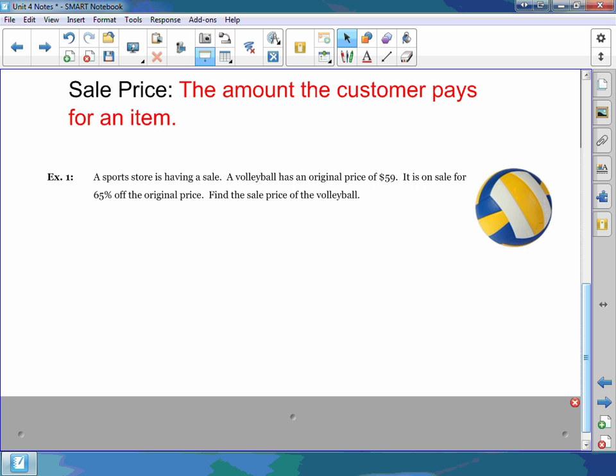Now I'm going to jump right into example number one, and I want you guys to work through it without my assistance. I think you can certainly figure this out because this is a continuation of our percent of change discussion. A sports store is having a sale. A volleyball has an original price of $59. It's on sale for 65% off the original price. Find the sale price for the volleyball.